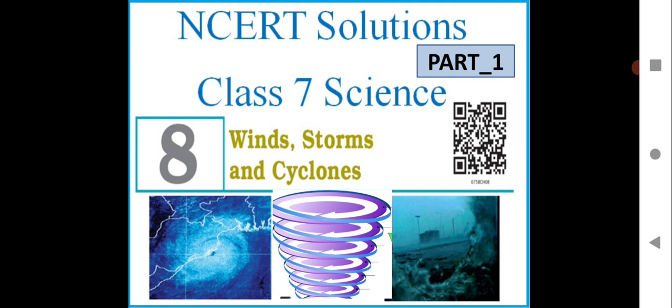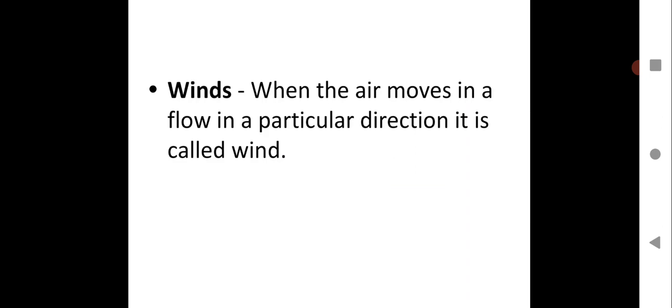So the second term portion we are going to begin today, that is winds, storms and cyclones. Let us see what we are going to have. First of all, we will see what is wind. When the air moves in a flow in a particular direction, it is called wind. Very simple. You know air is present everywhere, and when it takes a particular direction, that is called wind.